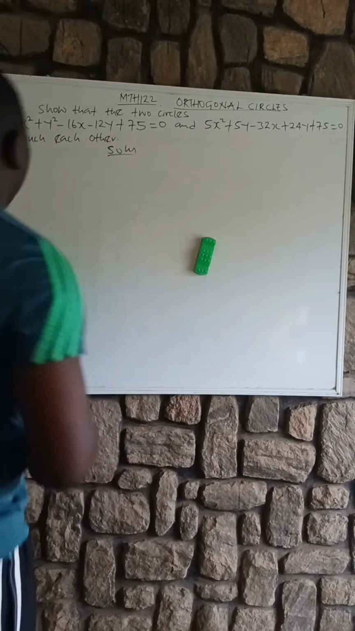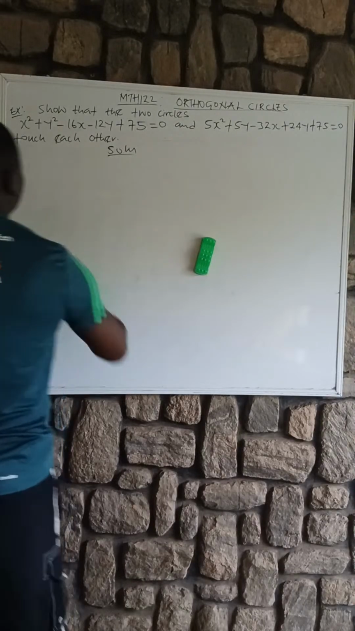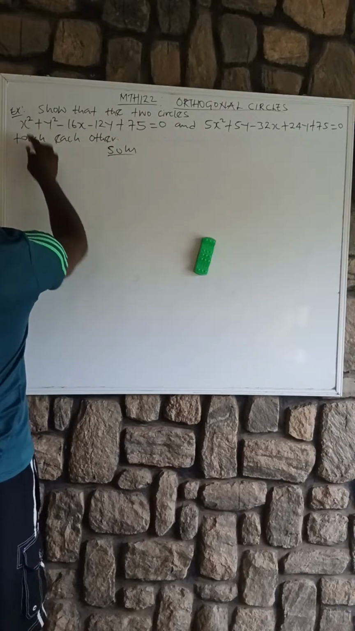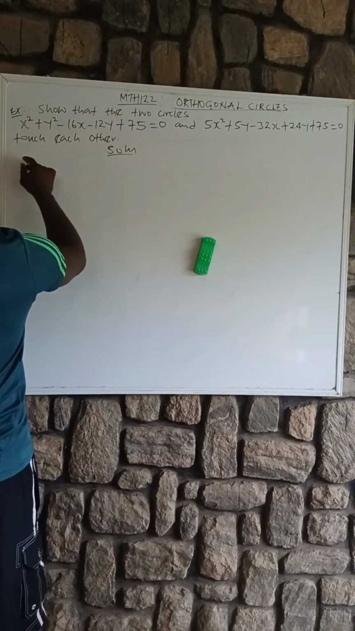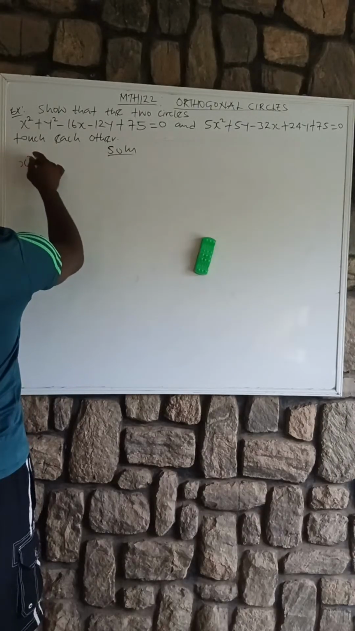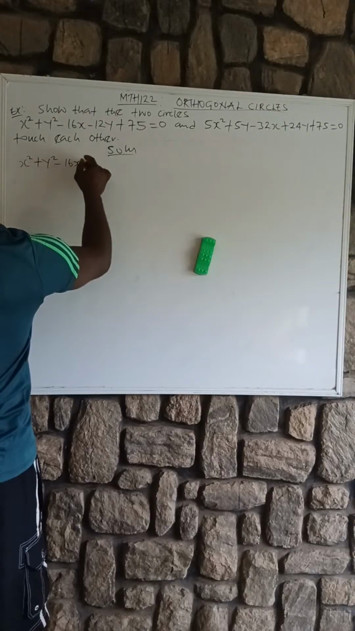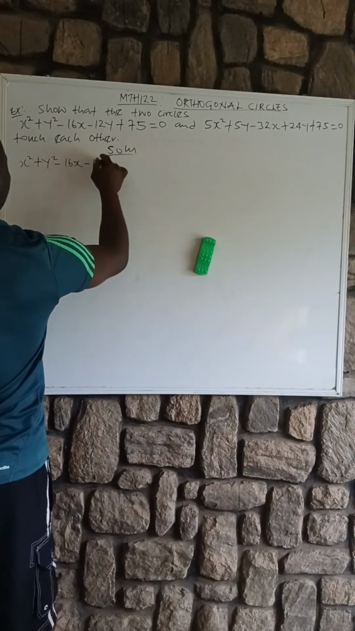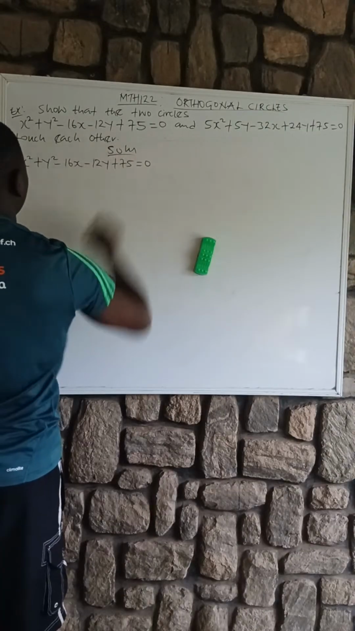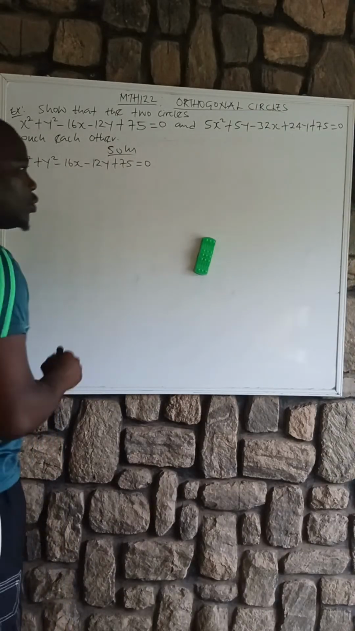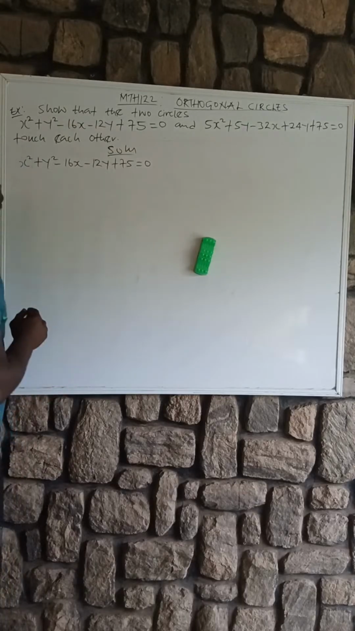What we need to do here is compare the first circle's equation, x squared plus y squared minus 16x minus 12y plus 75 equals 0. Now, what we need to do, we have to compare it with what?